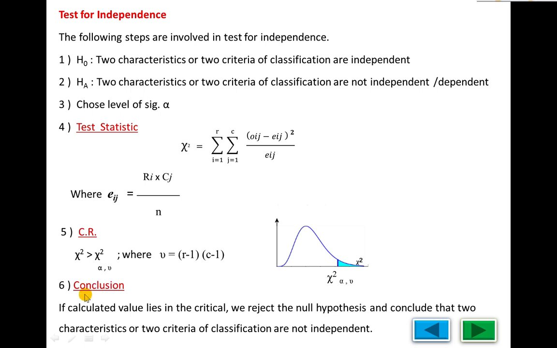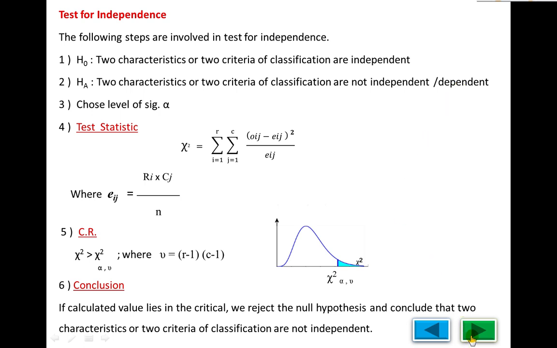Conclusion is also the same as in the testing of hypothesis for mean and variances. If the calculated value lies in the critical region, we reject the null hypothesis. This is the general statement, and conclude that the two characteristics or two criteria of classification are not independent. If the null hypothesis is rejected, it means the variables are dependent, the characteristics or criteria of classification are dependent.